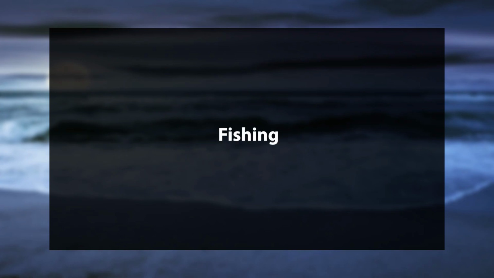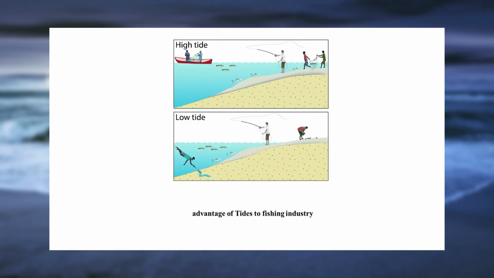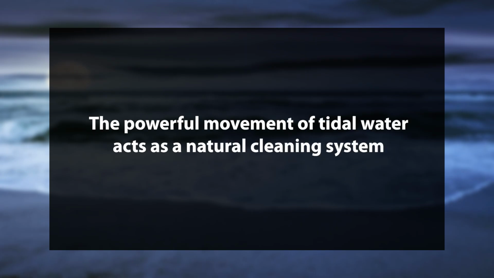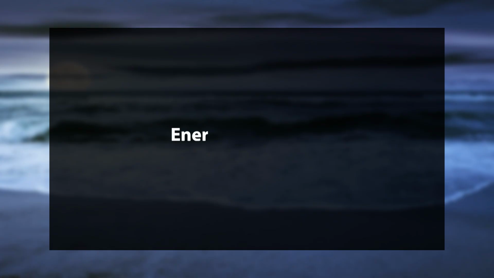Tides help in fishing also. As the water rises towards the shore, it brings a higher concentration of fish with it, allowing fishermen to secure a much larger catch. Tides also help us in desilting. The powerful movement of tidal water acts as a natural cleaning system. As the tide recedes, it helps flush out sediments, desilting and carries polluted water away from river estuaries into the open ocean. Tides are also useful in energy production.